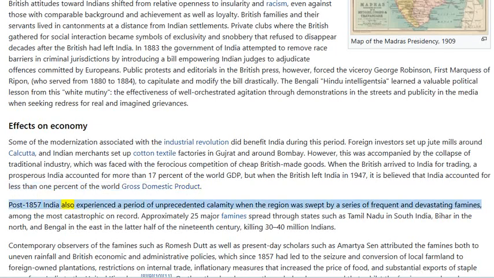Post-1857, India also experienced a period of unprecedented calamity, when the region was swept by a series of frequent and devastating famines, among the most catastrophic on record. Approximately 25 major famines spread through states such as Tamil Nadu in South India, Bihar in the north, and Bengal in the east in the latter half of the 19th century, killing 30 to 40 million Indians.